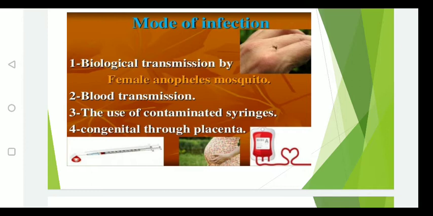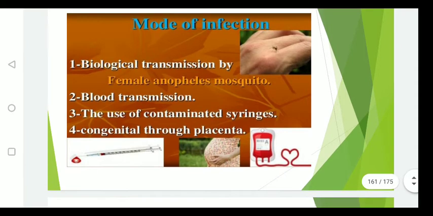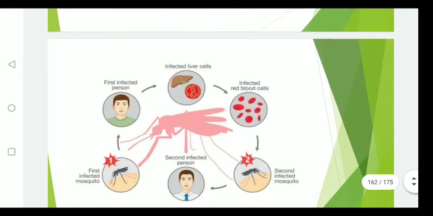The first one is biological transmission by the female Anopheles mosquito, and the second one is blood transmission. The third one is using a contaminated syringe, pricking after use from an infected person. The fourth one is congenital, through the placenta, uteroplacental from the mother to the fetus.